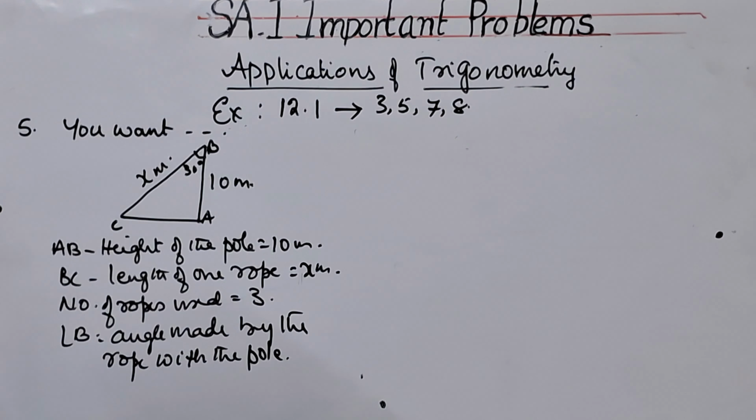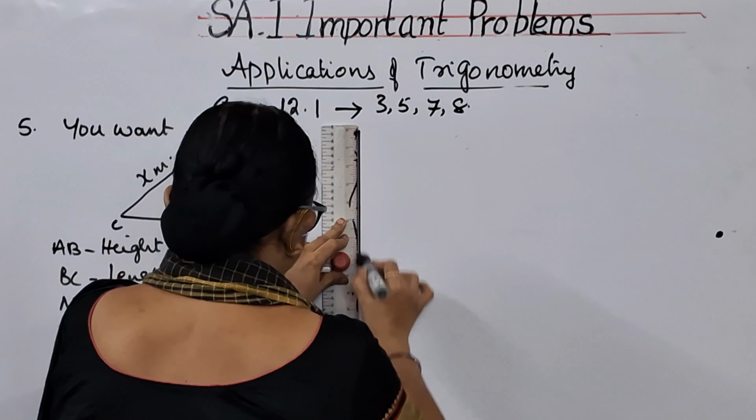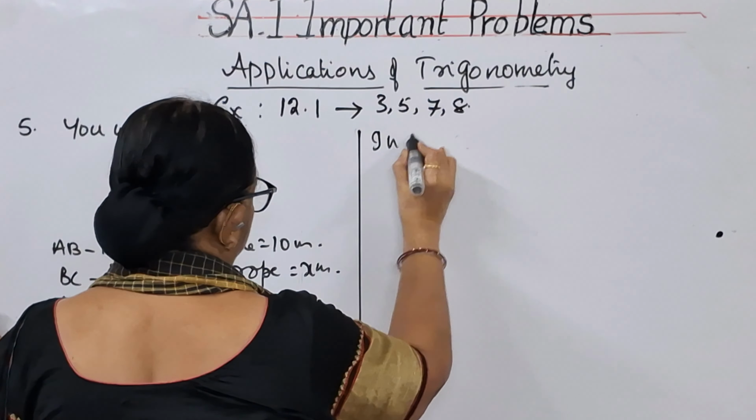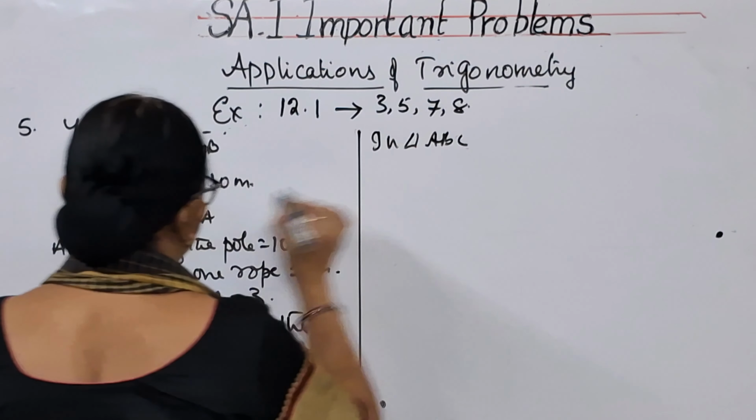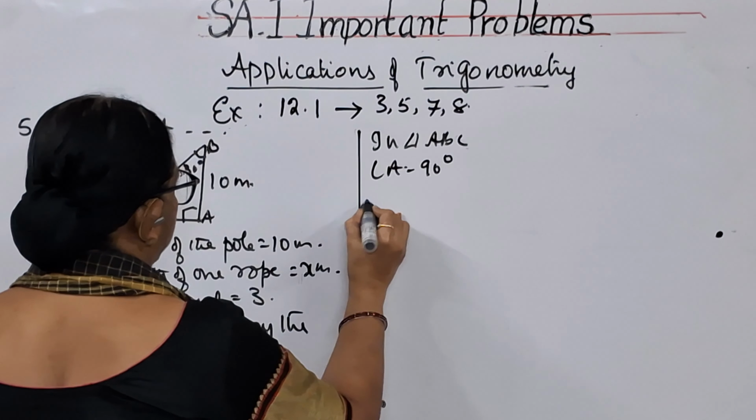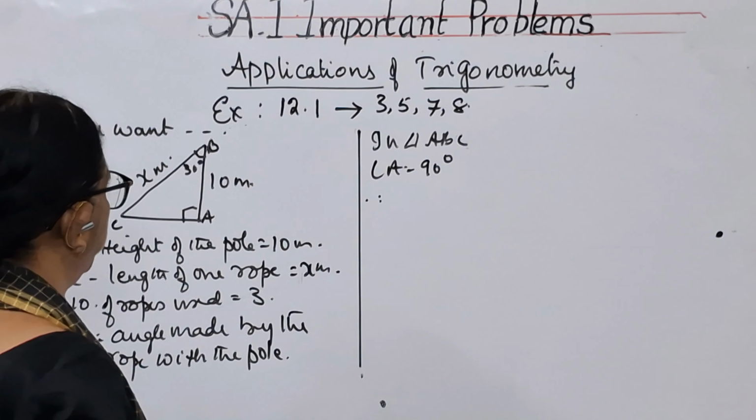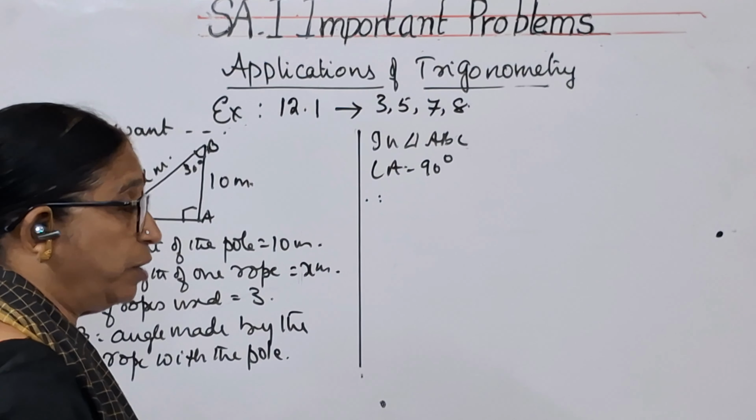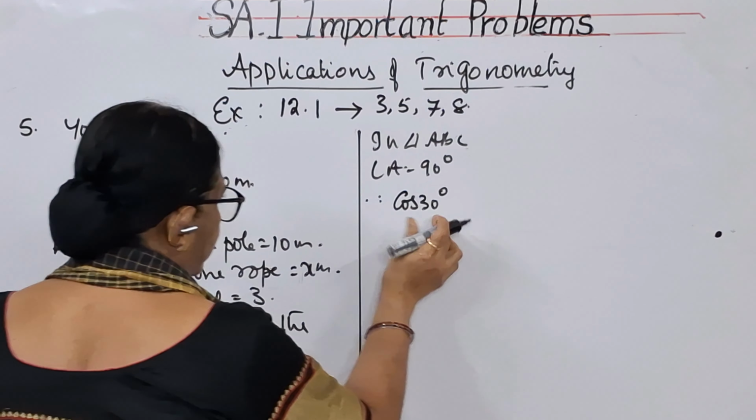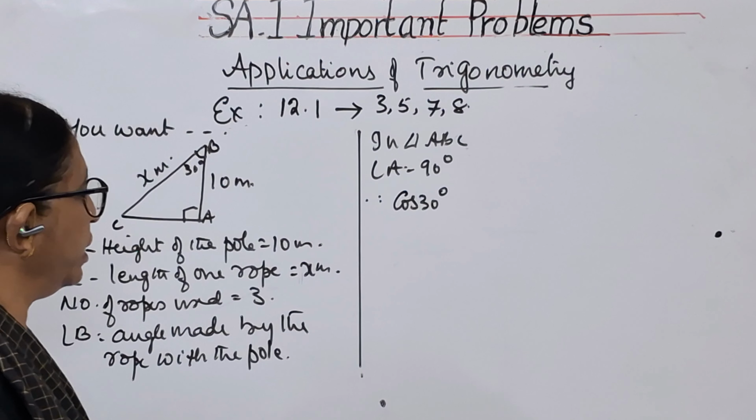Now let us go to the figure calculation, children. So when you know how to draw the figure, the remaining part is very easy. In triangle ABC, angle A is equal to 90 degrees. Therefore, for this 30 degrees, adjacent side and hypotenuse. Adjacent side by hypotenuse is cos theta. Your task lies here only, children, to identify. If you know the trigonometrical ratios, very easily you can identify.